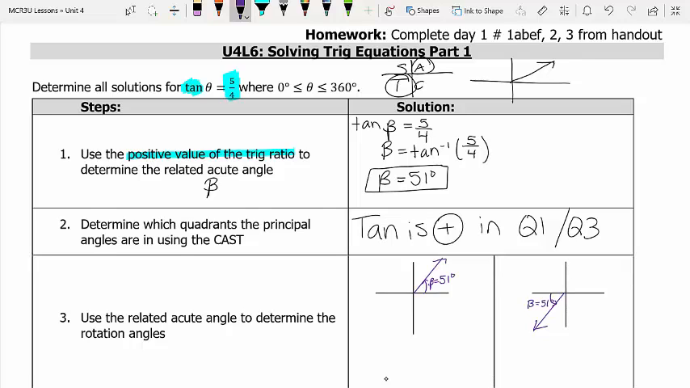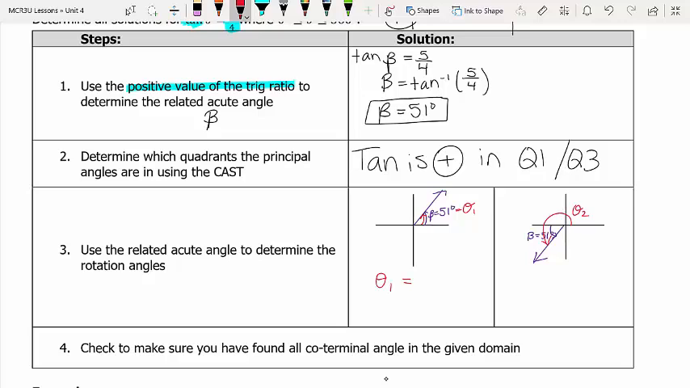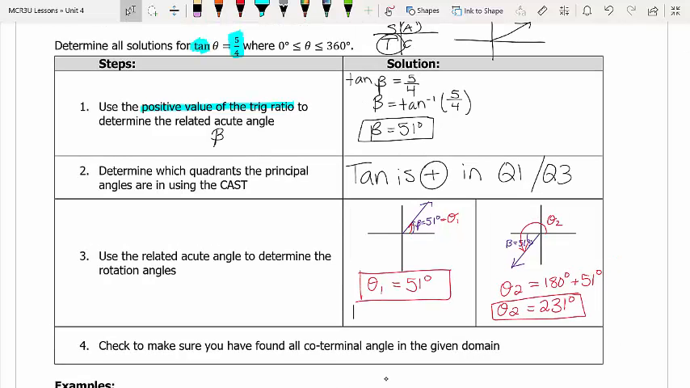So now we use this to find our principal angle. So our principal angle is the angle that falls between 0 and 360, starts at the initial arm, which is the positive x-axis, and ends at the terminal arm that we just drew. Okay, so the principal angle here is going to be the same as the related acute angle. The principal angle here is going to be 180 plus the related acute angle. So that means theta 1 is equal to 51 degrees, and theta 2 is going to equal 180 degrees plus 51 degrees. Okay, so the angles that satisfy our original expression is theta could be either 51 degrees or 231 degrees.